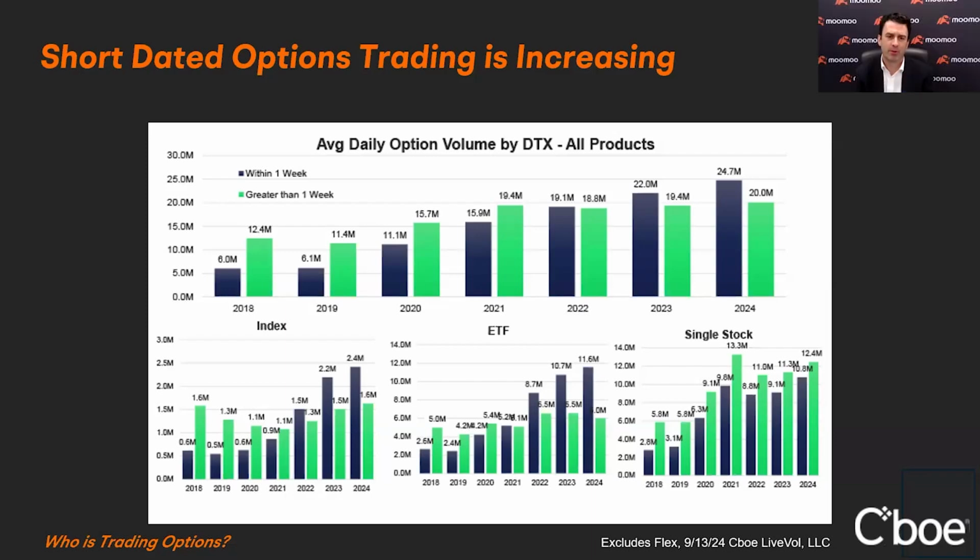Yeah, and as everyone can see here on this slide, some great data from Cboe showing that options that expire within 1 week, starting in 2022, have actually outpaced the volume of the greater than 1 week expirations, where back in 2018 and 2019 this was certainly not the case.